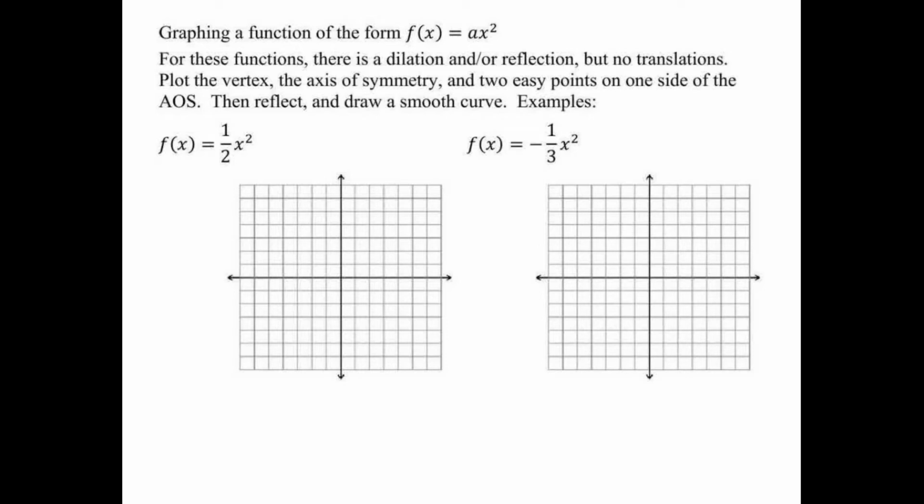So we're going to start by just looking at individual transformations. We know that a controls dilations and reflections, so we're going to handle both of those at the same time here. So graphing a function of the form f of x equals ax squared. All we're going to do is stretch or compress or reflect here, okay? So where is the vertex going to be? At the origin, yeah, 0, 0. I don't see an h and I don't see a k, so it didn't move anywhere, right? So the vertex is sitting at 0, 0, which means I can mark it right away.